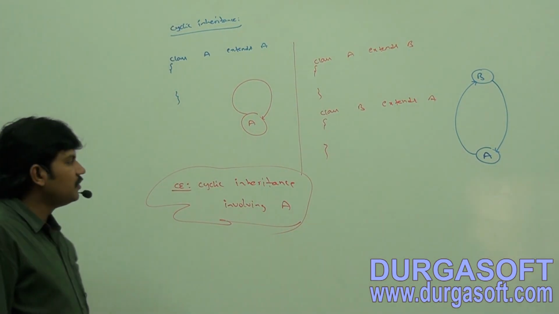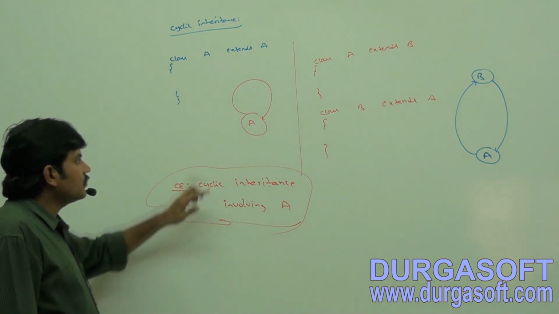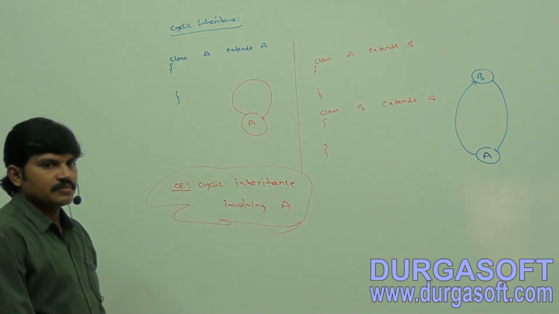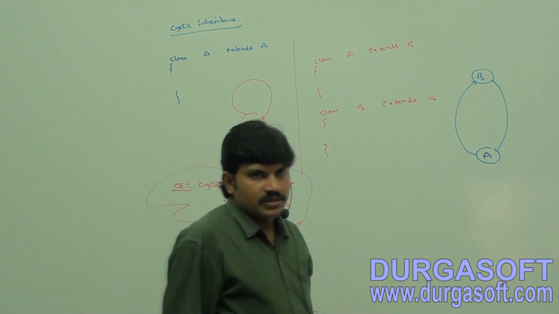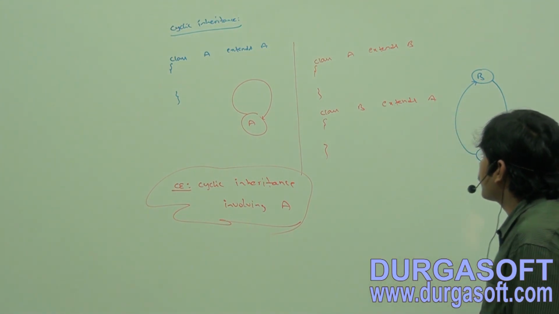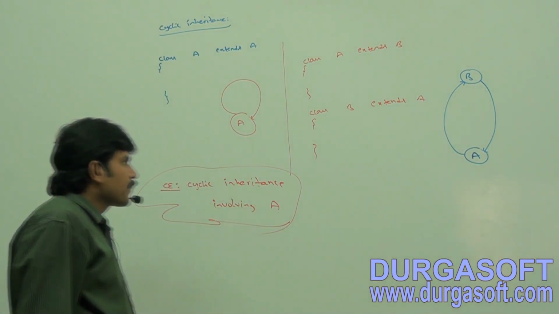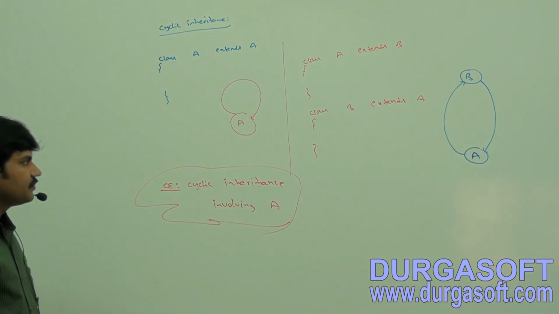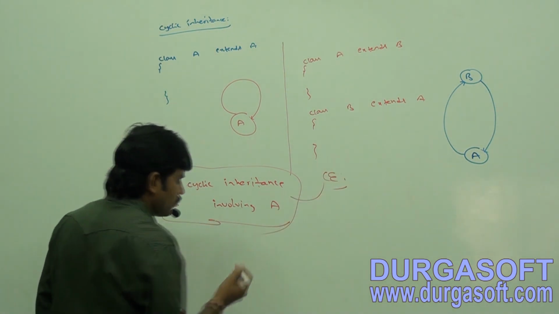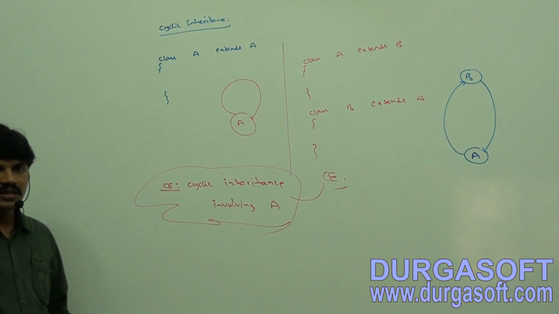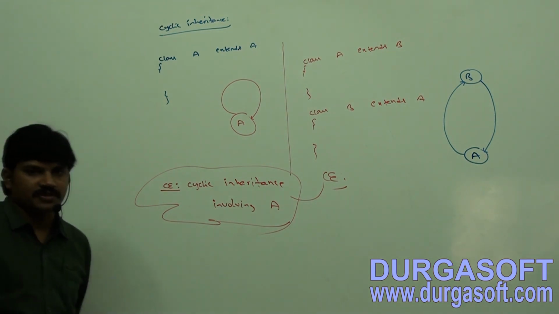Class A extends A: A is the child of A. Next, class A extends B, and class B extends A. In both cases, we are going to get the same compile time error. Cyclic inheritance is not allowed in Java. Of course, it is not required.